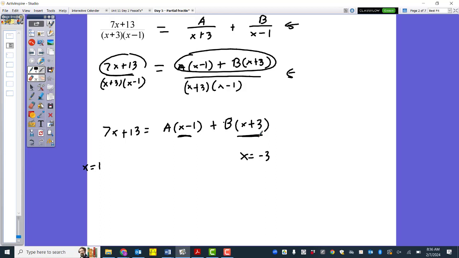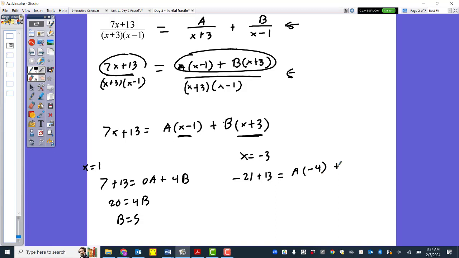So we're going to do two separate equations. One where we plug in x equals 1, so 7 plus 13 equals 0a plus 4b. And then we solve, so that's 20 equals 4b, b equals 5. And then we do one with negative 3. Plug in negative 3, we get negative 21 plus 13 equals a times negative 3 minus 1, which gives us negative 4, plus 0b. So the b is going to cancel out.